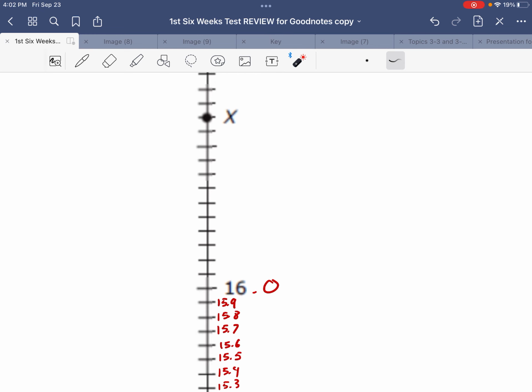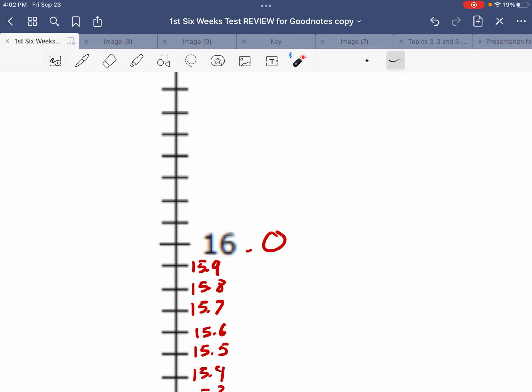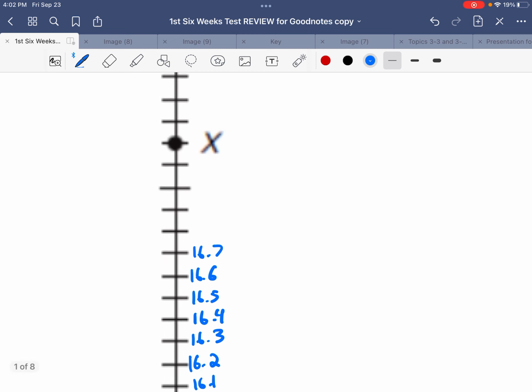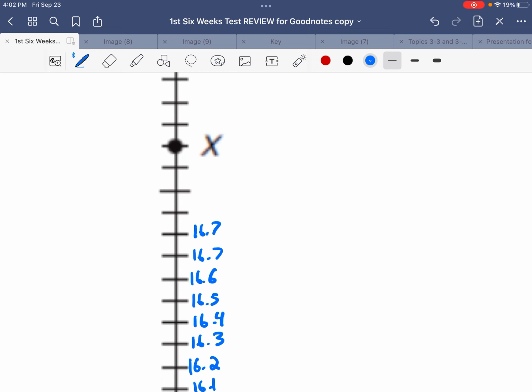Okay. I do the same thing. So I have 16.0, I'm at 16.1, 16.2, 16.3, 16.4, 16.5, 16.6, 16.7, 16.8, 16.9, and then I get to 17.0.